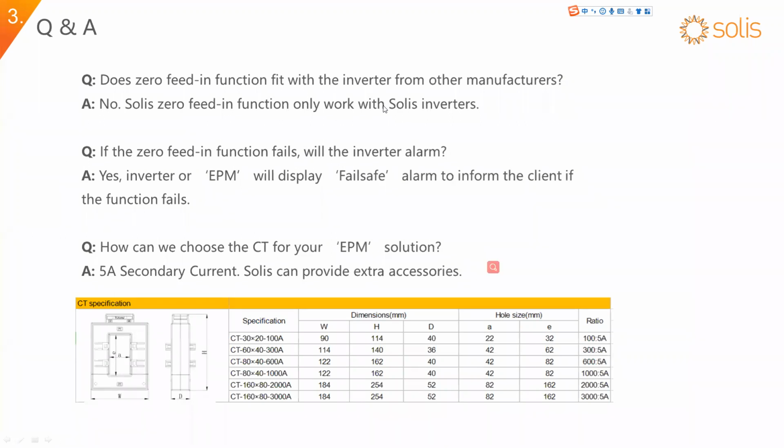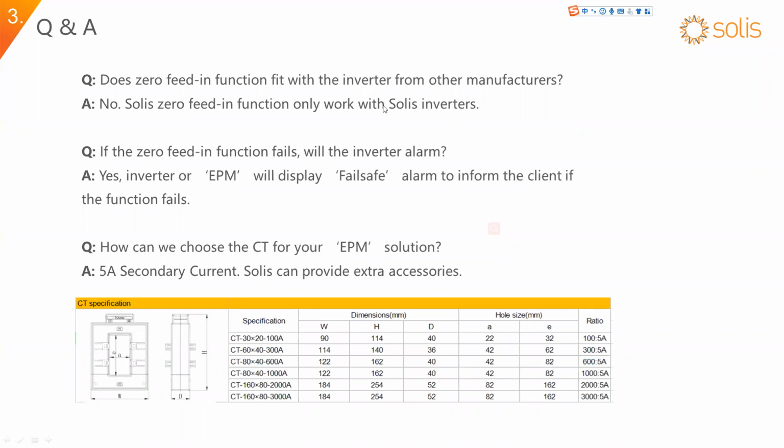CT is not provided. So if you buy the EPM 5G or EPM 5G Plus, you will get the device and then some necessary connectors. Only the connectors, but not the CT cable or the CT itself.